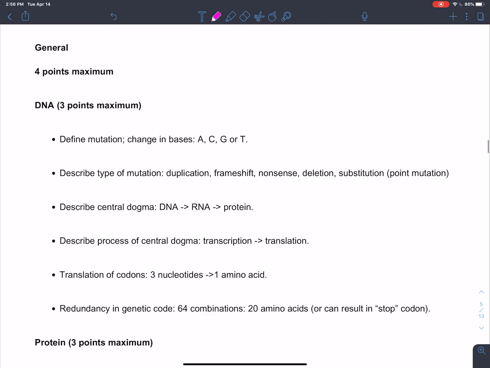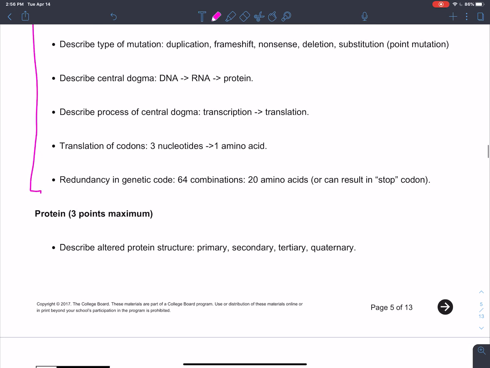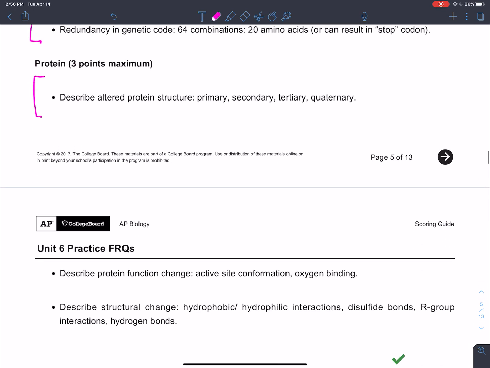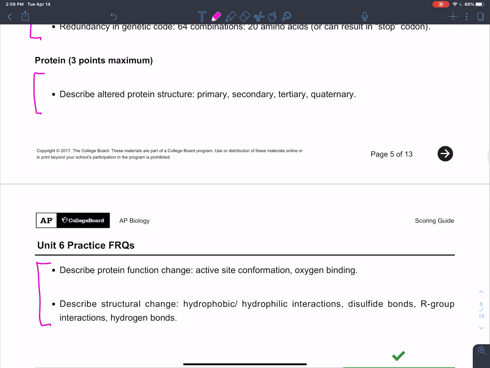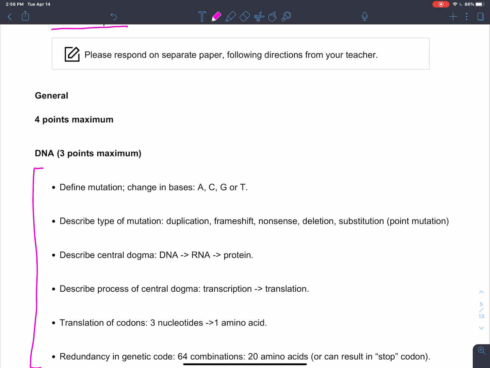Most people got 3 of their points right here. Now, you didn't have to, but here's where you got 3 points. You could get an additional 3 points from the protein alteration, for a maximum of 4 points total. Now, it was easier to define the mutations.